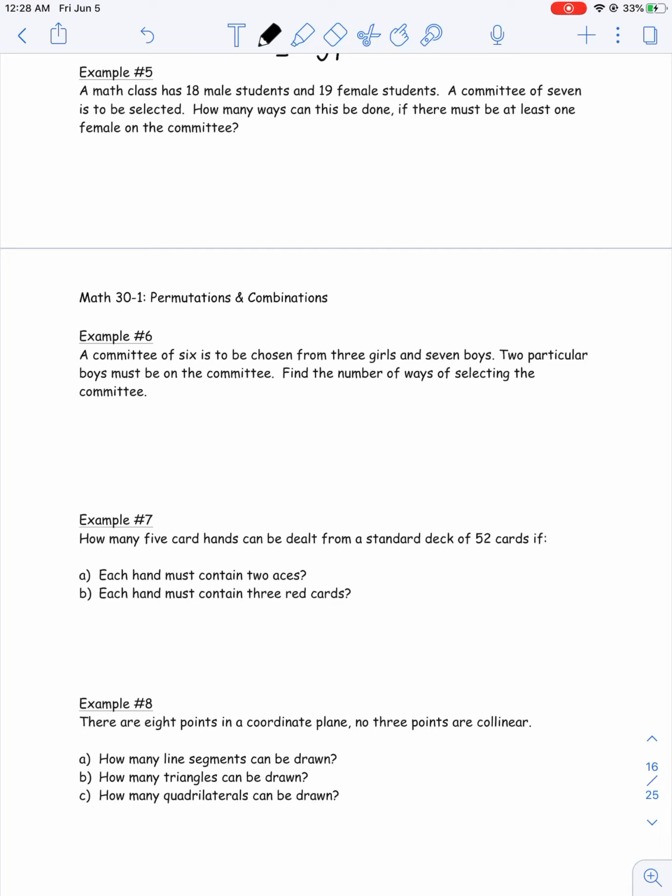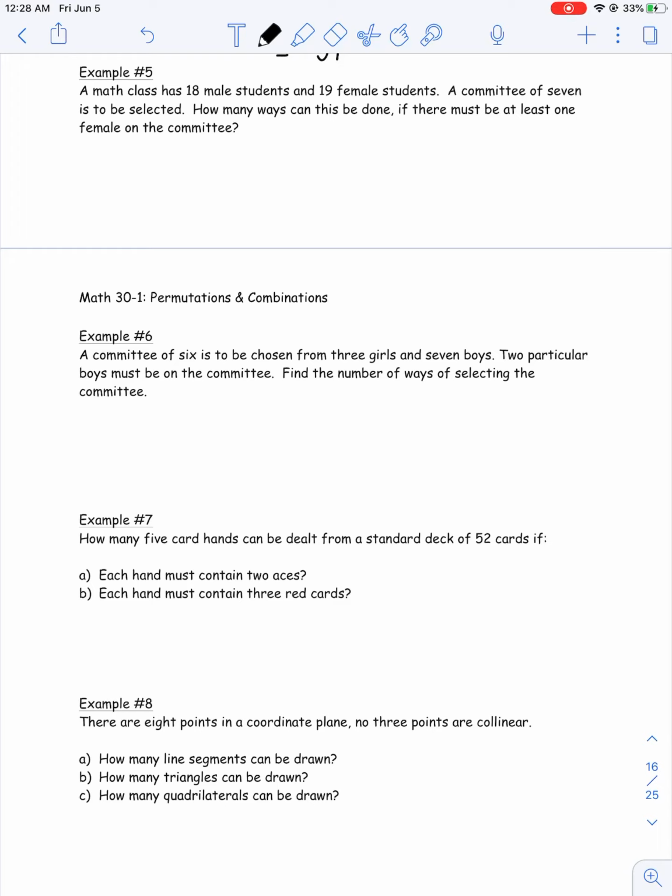Example number 5, it says, a math class has 18 male students and 19 female students. A committee of 7 is to be selected. Now we're assuming that they're all doing the same job, which is why we're using this combinations idea. So we need to have at least 1 female on the committee. So this is again where we can do cases. We can have one female, we can have two females, we can have 3, 4, 5, 6, 7. So that's a lot of cases.